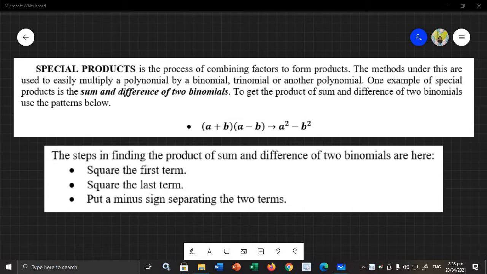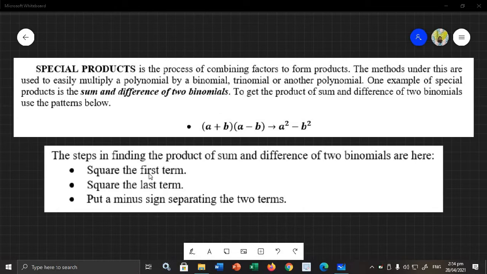In this video, we are going to talk about another special product, which is the sum and difference of two binomials. To get the product of the sum and difference of two binomials, you're going to use this pattern here. We have quantity A plus B times quantity A minus B. If you get the product, it will become A squared minus B squared, given that the first terms of both binomials are the same and their last terms are also the same.